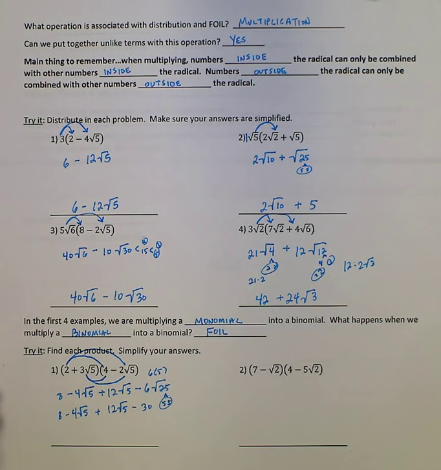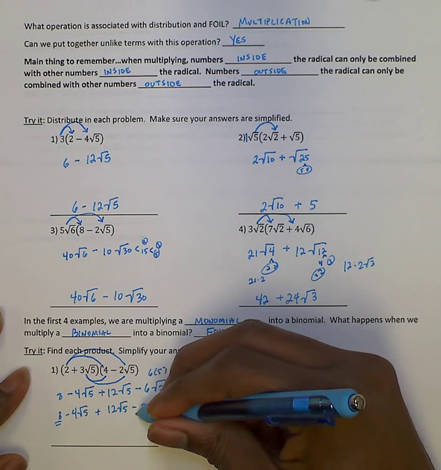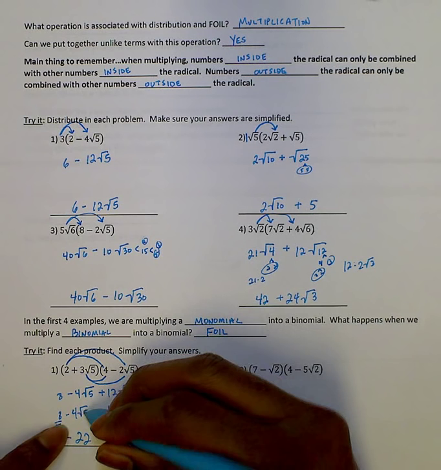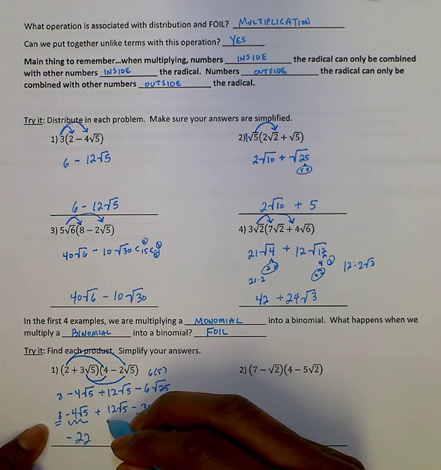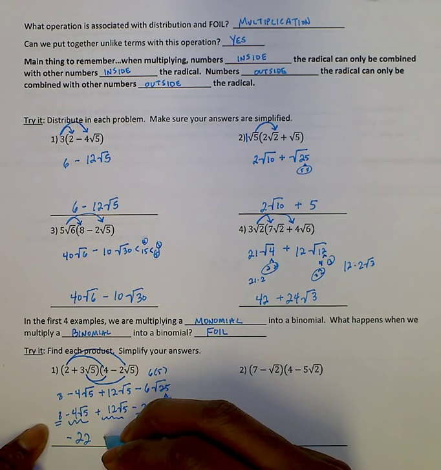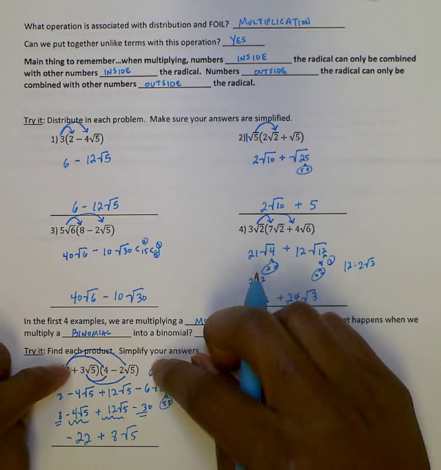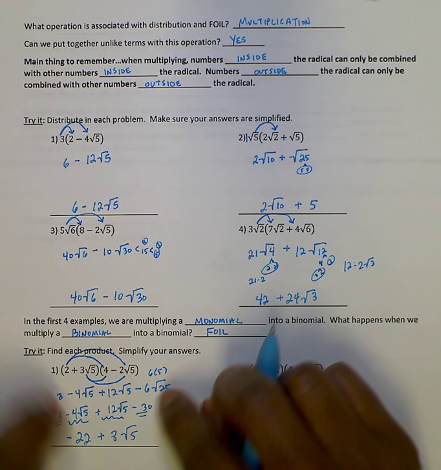Now I look for my like terms. I have positive 8 and negative 30. That gives me negative 22. I have negative 4 radical 5 and positive 12 radical 5. That gives me positive 8 radical 5. When we're multiplying, we can change what's inside the radical. When we're adding and subtracting, the radicals have to be the same.